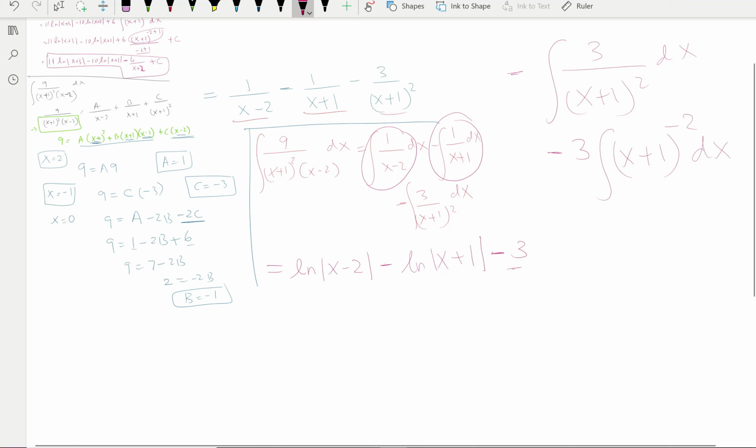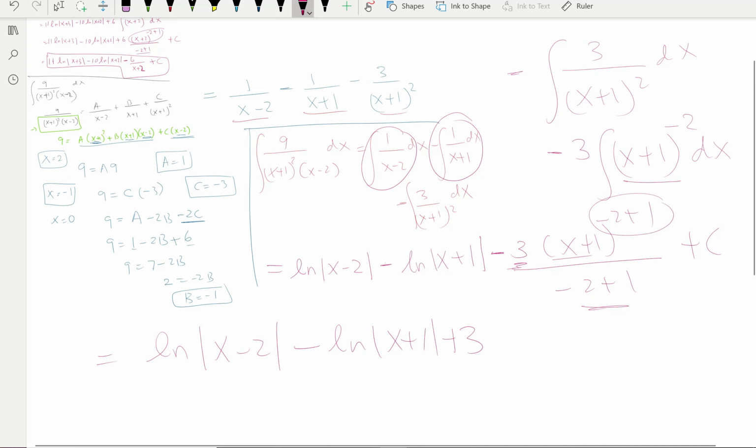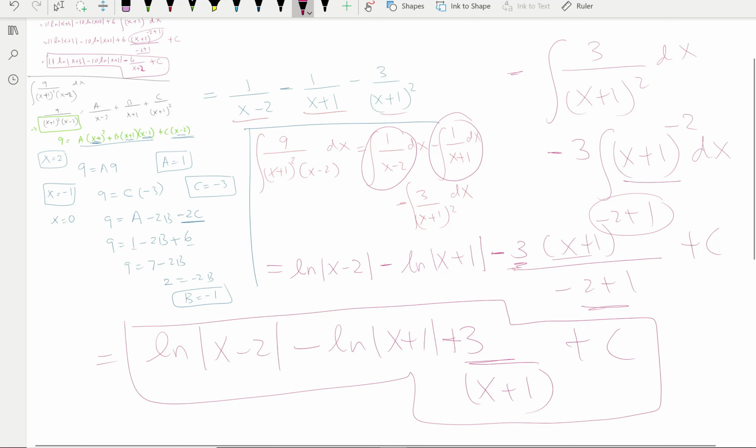So negative 3, if you integrate x plus 1 to the negative 2, you get (x plus 1) to the negative 2 plus 1, divided by negative 2 plus 1, plus C. So the final answer is natural log of (x minus 2) minus natural log of (x plus 1). Negative 3 over negative 1 is just 3, and (x plus 1) to the negative 2 plus 1 is negative 1, so we can write it in the denominator: 3 over x plus 1. So yeah, there we go. Plus C, don't forget that. So this is the full answer once you integrate what I gave you.